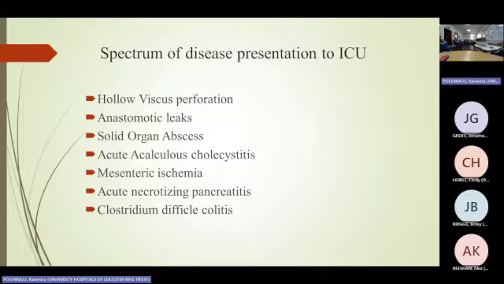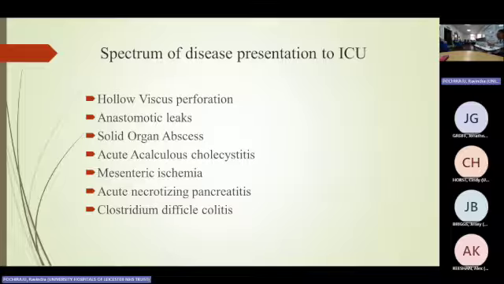So the spectrum of disease, this is probably what we see here on a day-to-day basis. You probably would have seen a lot of these if you worked here for a few months. Polyviscous perforation like DU perf, or small bowel obstruction, anastomotic leak in post-op patients, solid organ abscesses, probably a bit less than others, because we probably wouldn't see them that often, but every now and then there is a liver abscess when patients become unwell and need to come to us.